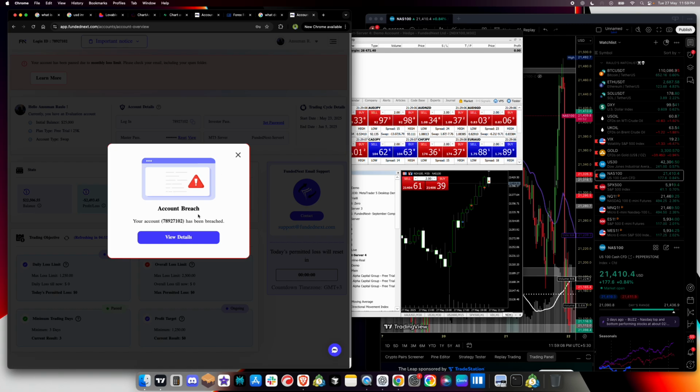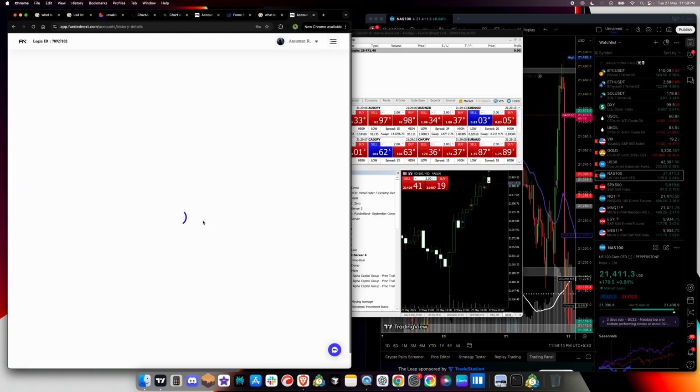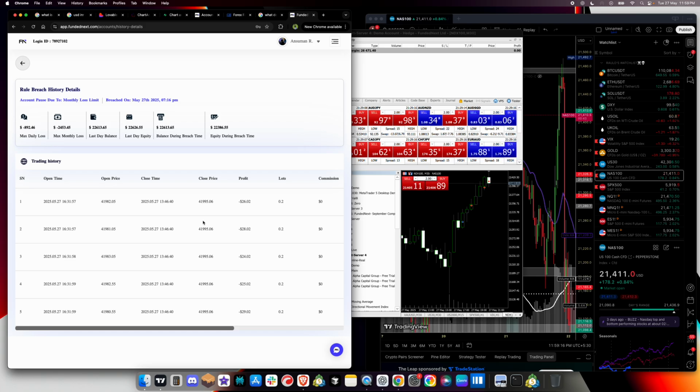And this is the account I'm talking about. We breached this account within 3 to 4 days of trading. What happened in this account was I made a few mistakes, and I will be listing down all those mistakes and telling you about them. You can take notes of these mistakes and make sure you won't repeat the same mistakes while trading funded accounts.